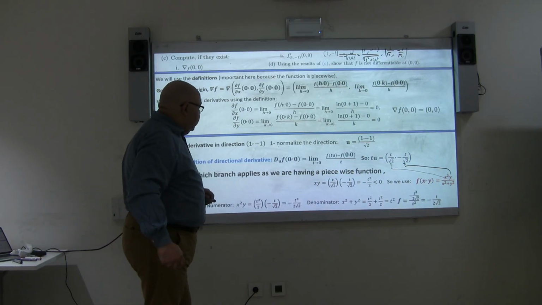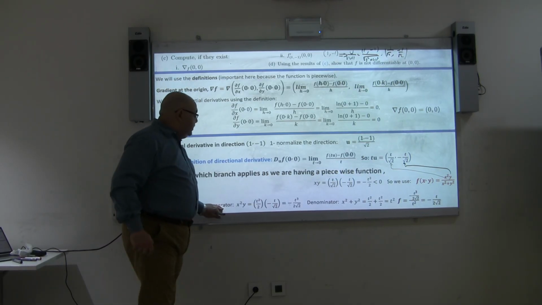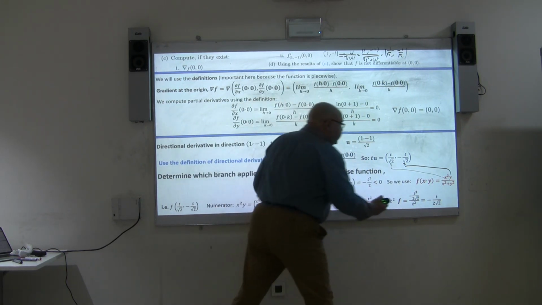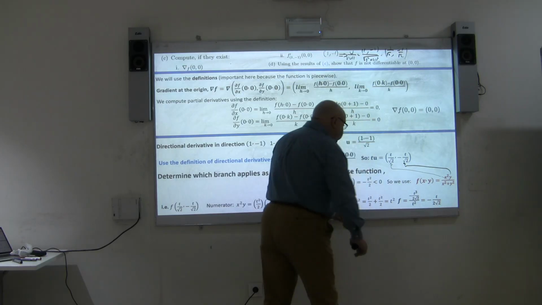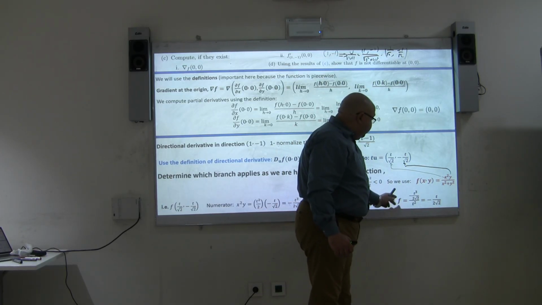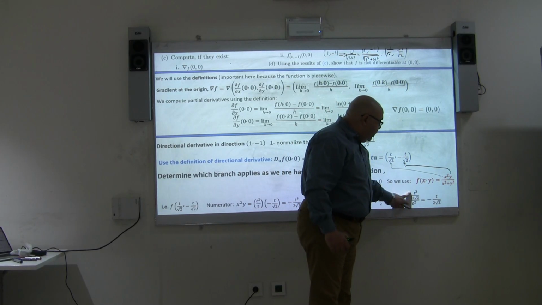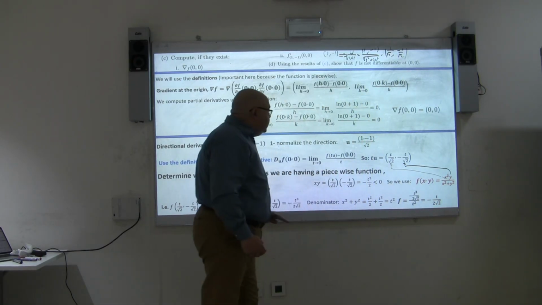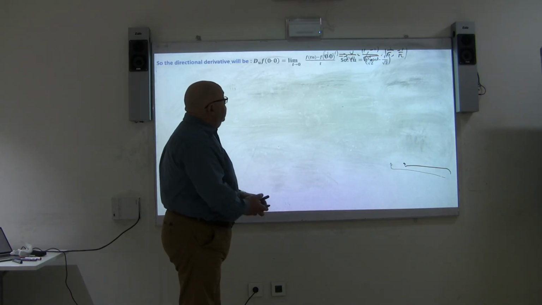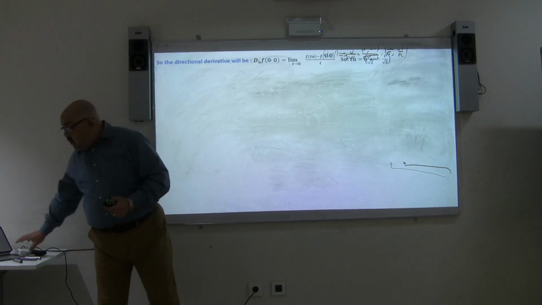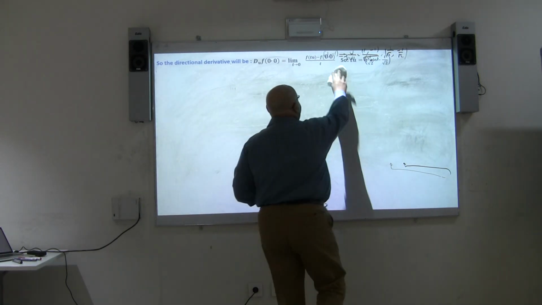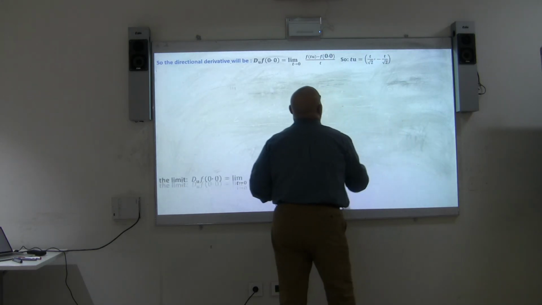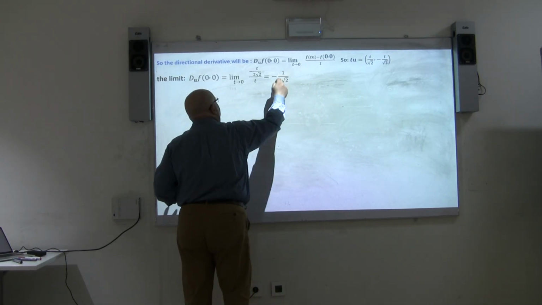Once we do this, the numerator is x squared times y, and the denominator is x squared plus y squared, which is relative to t squared. The function is the division of the numerator and denominator, which is negative t over 2 root 2. Now I have the limit. So once more, the directional derivative in the direction of (1, -1) at the origin will lead to the value of negative 1 over 2 root 2.